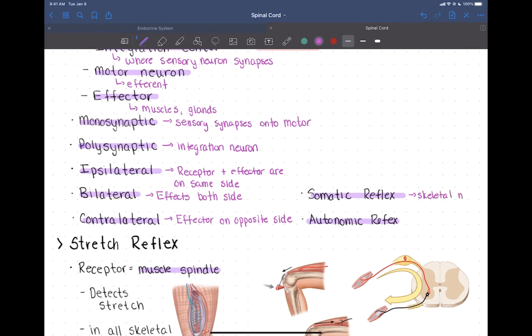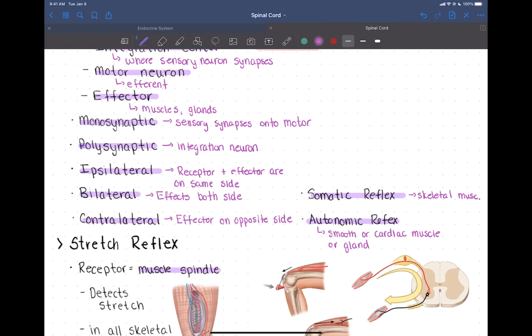All right. Or they can be autonomic. An autonomic reflex would be a reflex that involves smooth muscle or cardiac muscle, and it can also involve glands. So if the reflex we're talking about involves skeletal muscle, it's going to be a somatic reflex. And if it involves smooth muscle, cardiac muscle, or a gland, it's going to be an autonomic reflex. All right, so that's our terminology to get us set up.